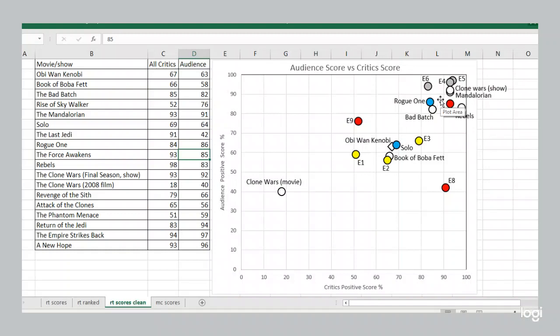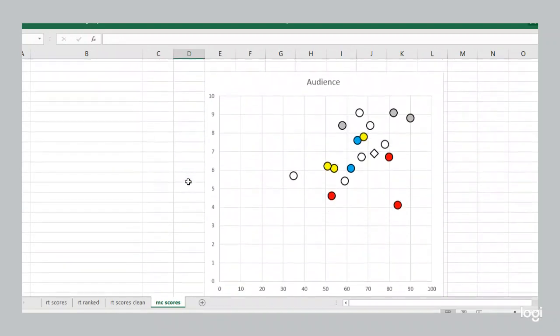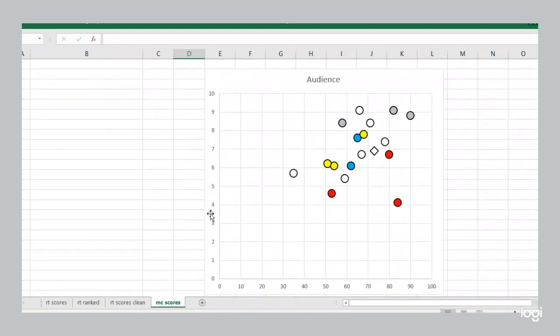Now, this is all from Rotten Tomatoes. We're also going to look at the same kind of information, but from Metacritic. Okay, so these are the Metacritic scores. Again, first without the labels. So again, you have the critics' reviews as a percentage on the x-axis, and on the y-axis you have the average audience score out of 10. The patterns aren't as obvious here, but I'll still go through them to point it out.